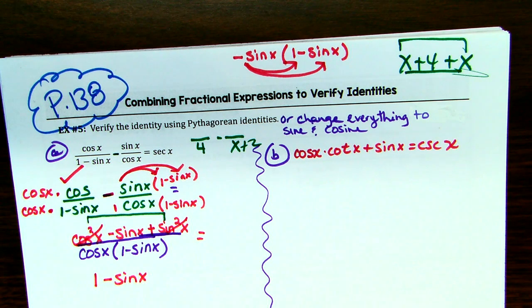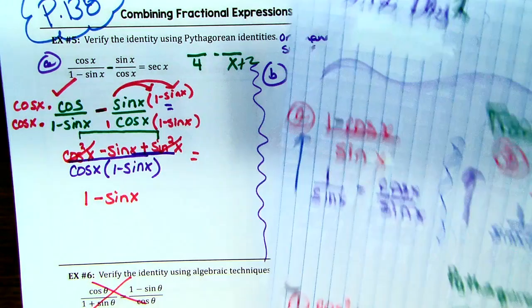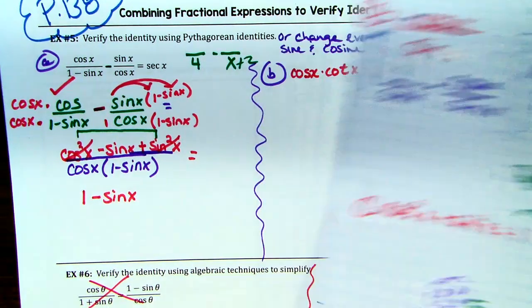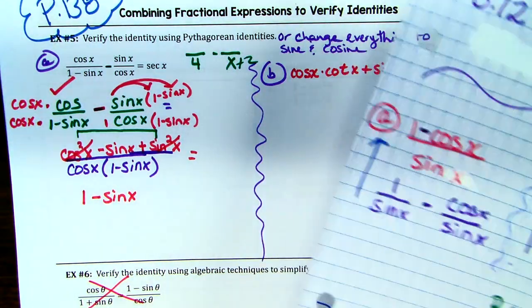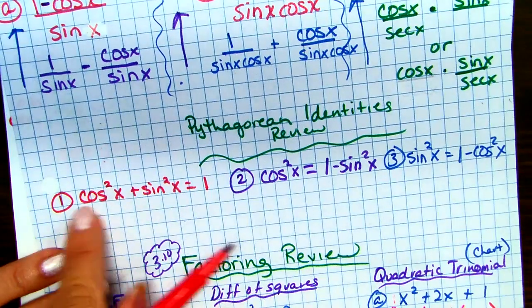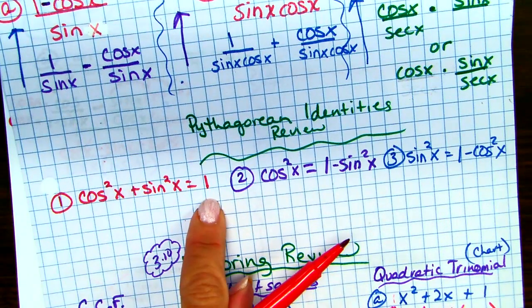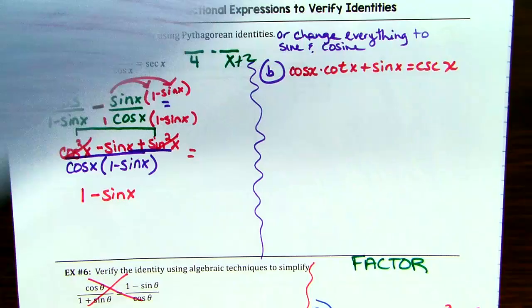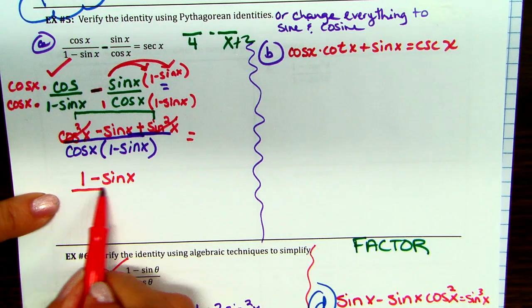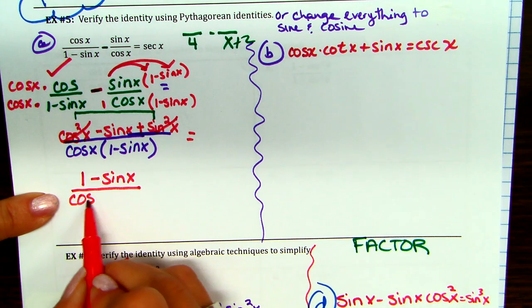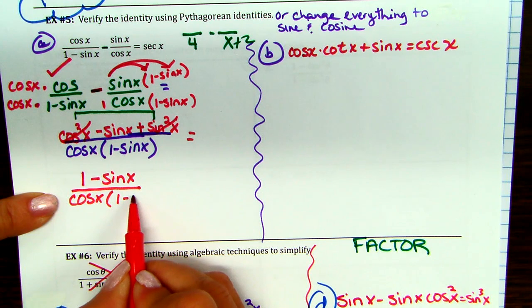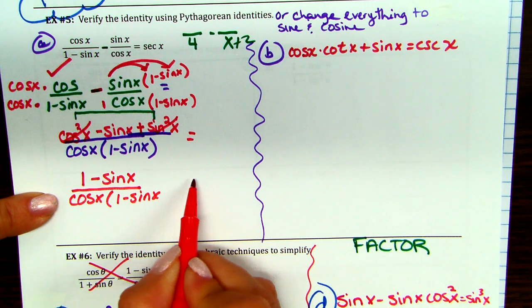How fabulous are our Pythagorean identities? I get a little excited about them. They are super, super useful. They are so great at taking a mess, this mess, making it 1. That's lovely, right? So we have 1 minus sine x on top and cosine x times, we haven't done anything to the denominator, but we're about to.